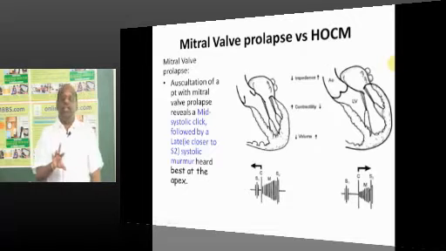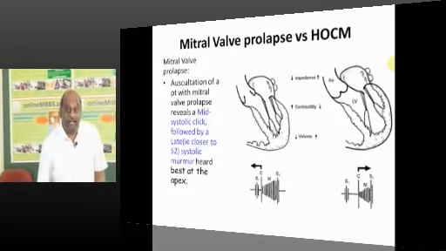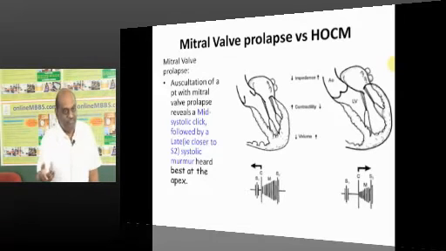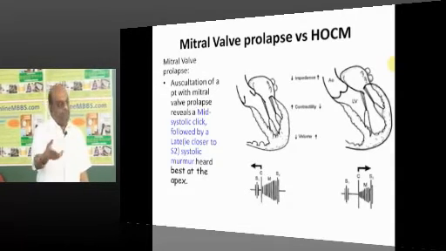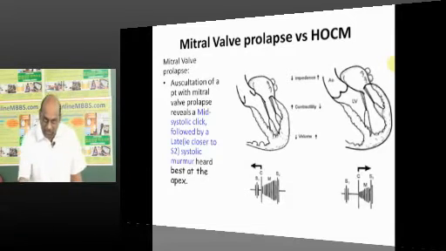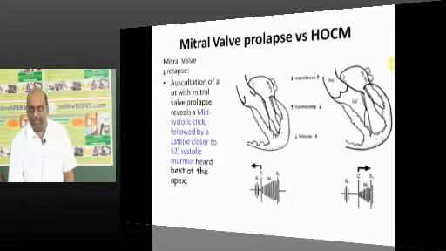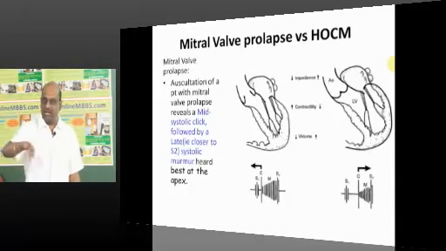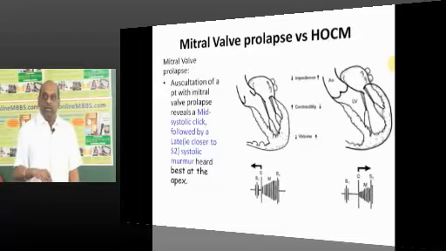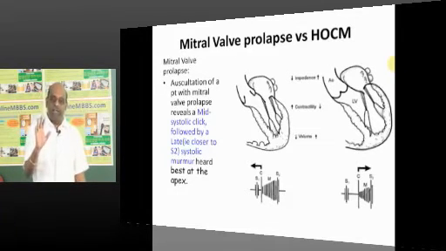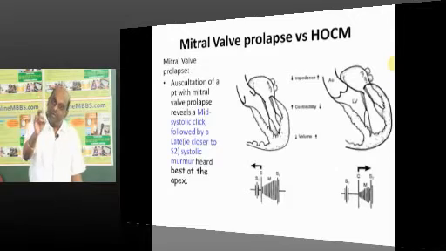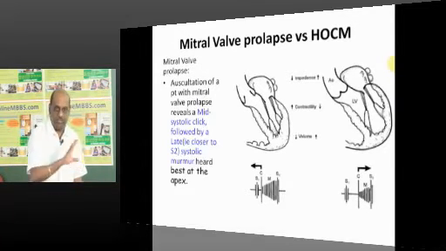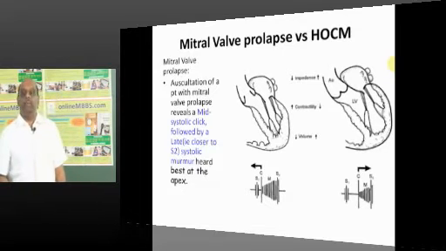So if you want to differentiate, now MVP causes which kind of murmur? In MVP there is MR. The murmur caused by MR is the murmur of MVP. Is the MR murmur a systolic murmur or diastolic? Systolic murmur. Yesterday we had the pan-systolic murmur. In this case it is not pan-systolic because regurgitation is not throughout systole. But you have a systolic murmur in MVP with MR. You have a systolic murmur in HOCM also. But how do you differentiate these two systolic murmurs?